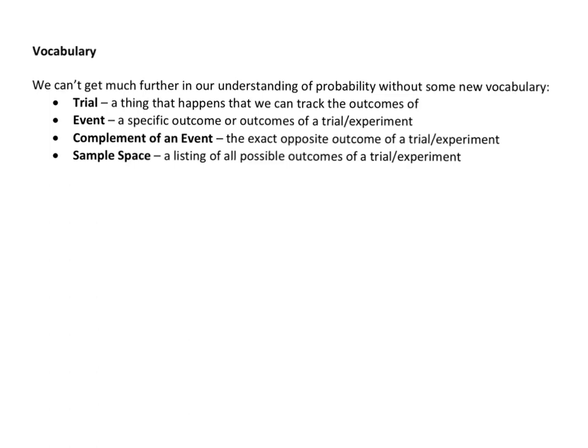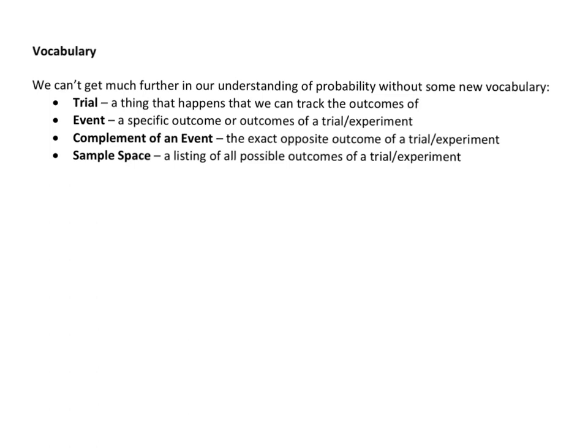Okay. Next is the complement of an event. Now, the complement of some event is just the opposite of that thing. So if your event was rolling a 4, the complement would be rolling not a 4. If your event was rolling an odd number, then your complement would be rolling an even number. Okay. And finally, sample space. Sample space is going to be a really important one. We're going to use all of these throughout probability. Sample space is just the listing of every possible outcome of a trial or an experiment.